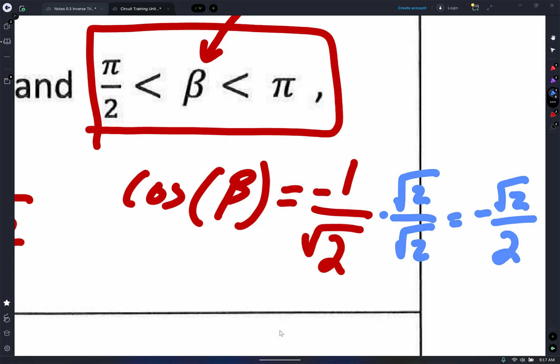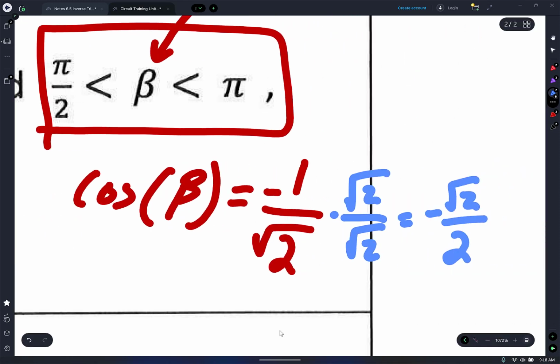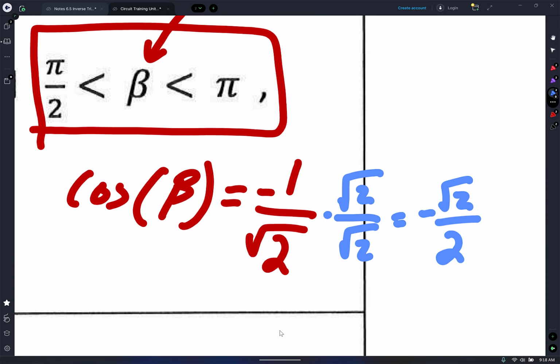Did I go slow enough? Or did I go too fast? I tried to slow down, but remember that secant and cosine are reciprocals of each other. So this is just cosine of beta equals negative square root of 2 over 2. Do not let this freak you out. It's just another variable like theta.